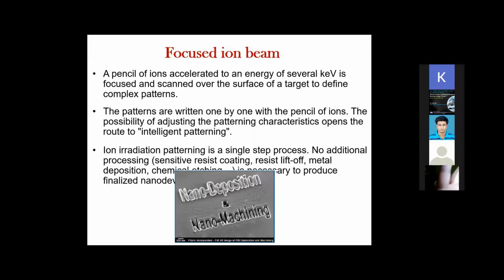Obviously this doesn't need a mask, but this also does not need a resist, because ions are much heavier compared to the electron, and that's why whenever the beam falls on some material, it falls with a high momentum, and that makes it a machining tool. So you can directly etch out material from that, or you can also directly deposit. So it can be used as a nano deposition system and also as a nano machining system.